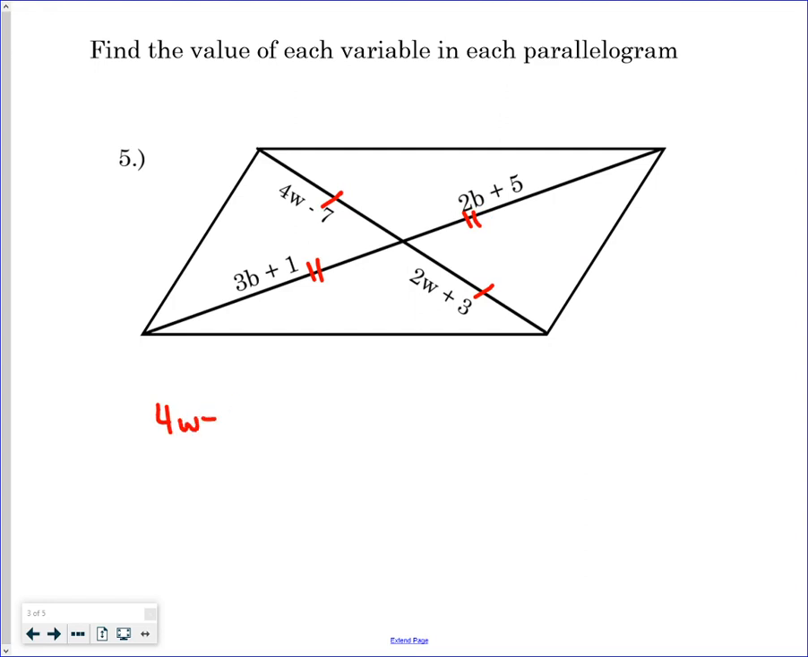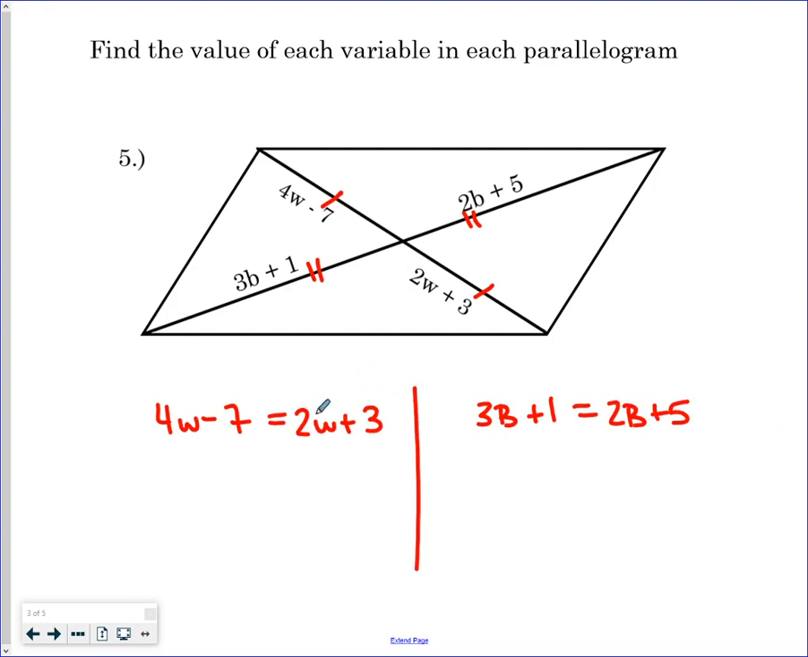4w minus 7 equals 2w plus 3. And then 3b plus 1 equals 2b plus 5. Very good. I capitalize my b so they don't look like a 6. You do whatever you want.